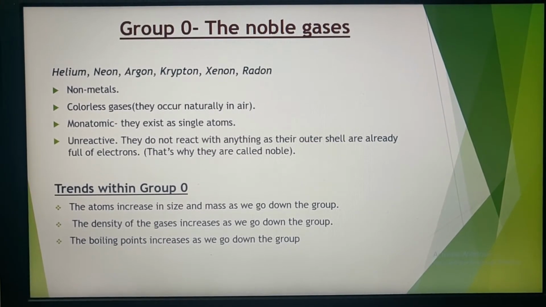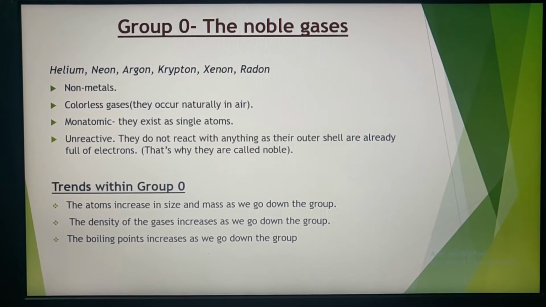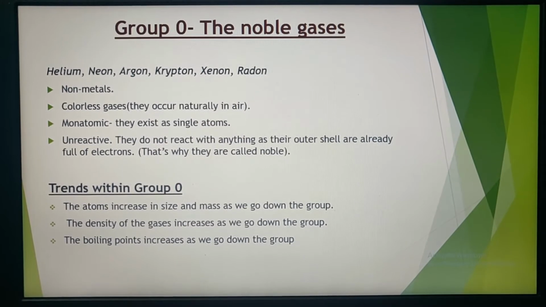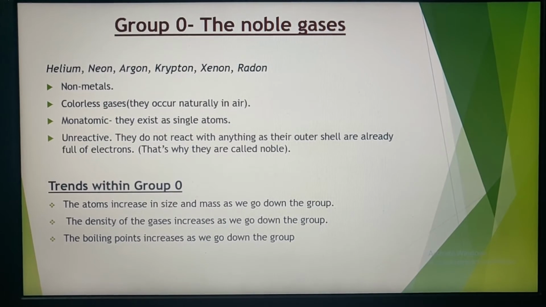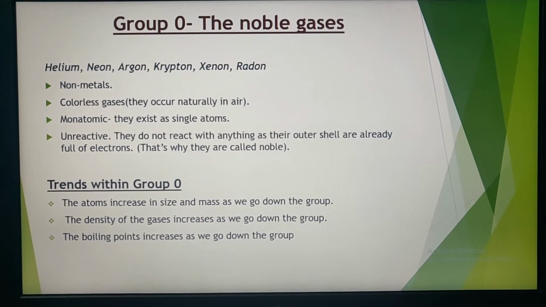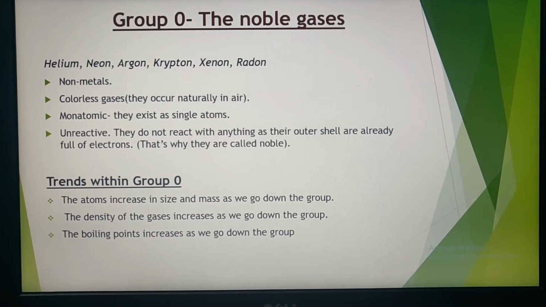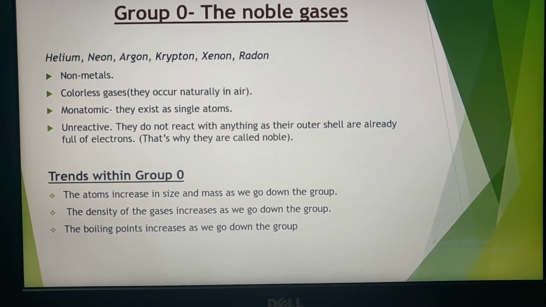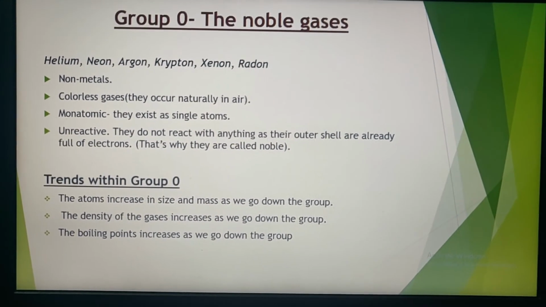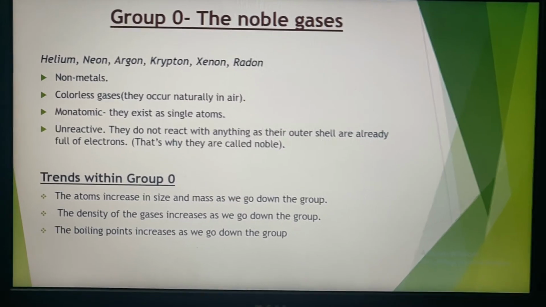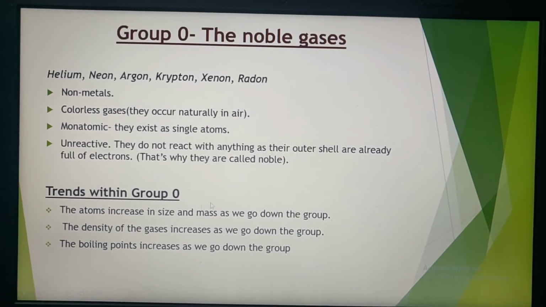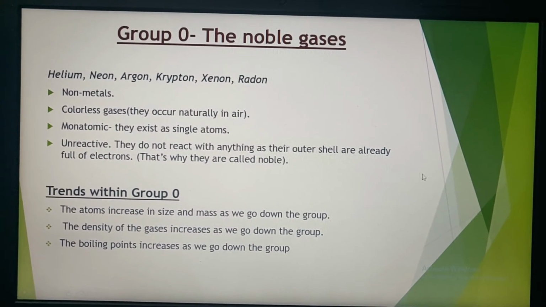Their atoms increase in size and mass as we go down the group. So whenever we go down from helium to neon, from neon to argon, the size and mass will increase. The density of the gases increases as we go down the group. The mass is increasing, so the boiling points increase as we go down the group. So atoms increase how? By increasing their number of electron shells. Each time we go down, one electron shell will be added.